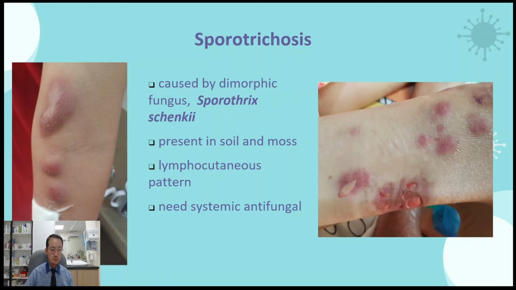That's why you can see multiple nodules, red, sometimes can be painful. And this one, over in the nursing home, I saw one patient with multiple nodules until we did the biopsy, which confirmed later this is sporotrichosis. And this one needs oral medication.